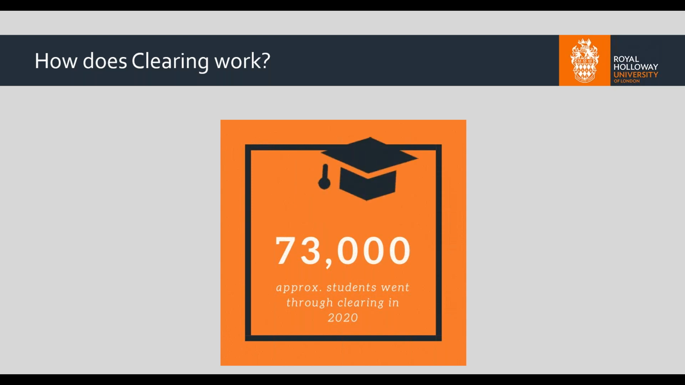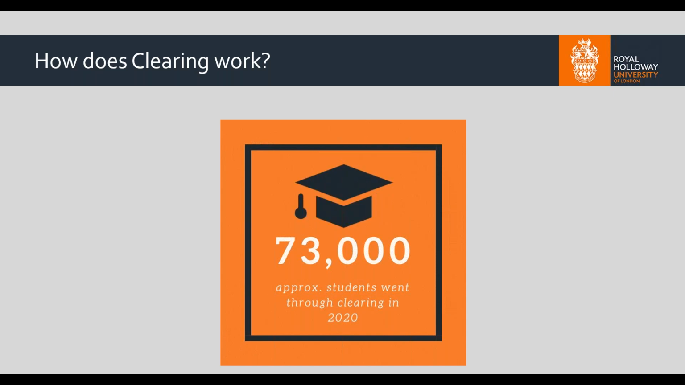So obviously 2020 was an odd year, especially for students receiving their A-level and equivalent results. But around 73,000 students went through clearing last year, and that number is usually pretty consistent over the years. Lots of students do go through clearing for whatever reason, whether they haven't quite met their grades, have changed their mind, or didn't apply to university in the first place. So clearing is relatively popular.